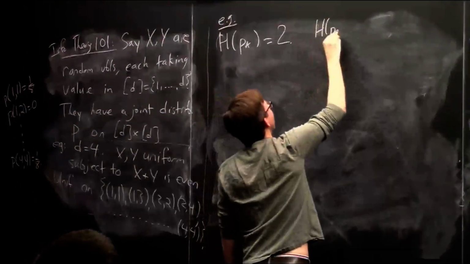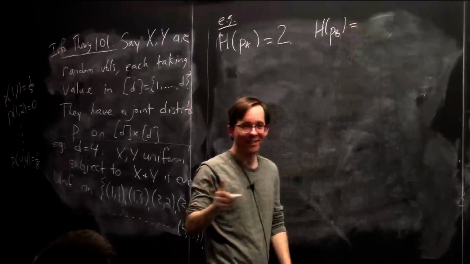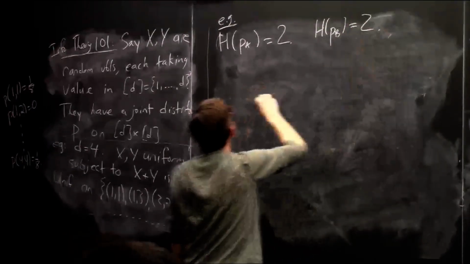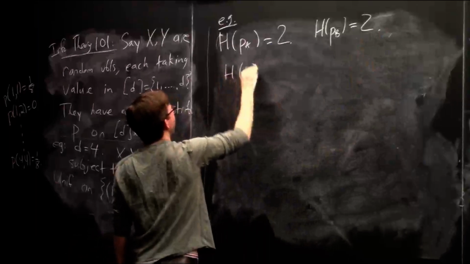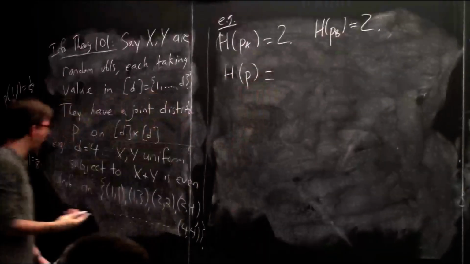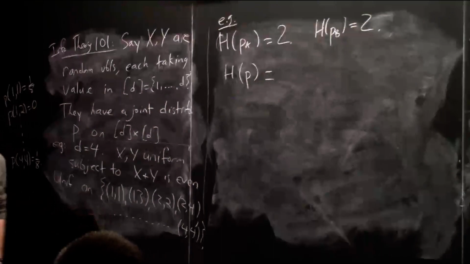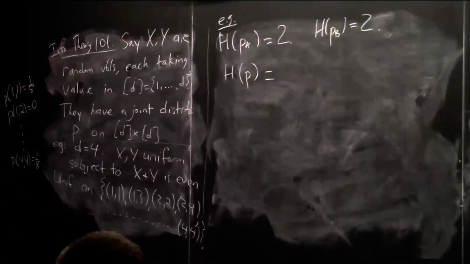Entropy of P_B is 2. Yeah, it's the same. Okay, and now what about entropy of P? Which is asking, okay, now if you want to generate this distribution, how many coin flips do you need? You want to generate the pair.